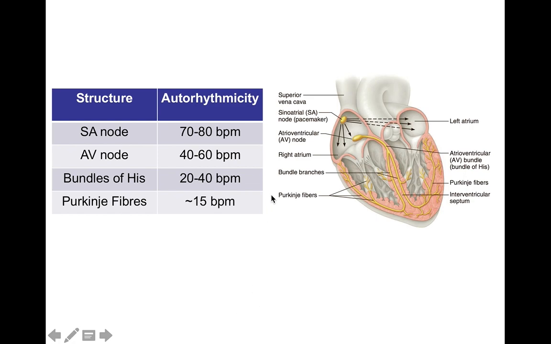So you can see here, this is summarized in this table. You can see different autorhythmicities from the different locations down this conduction pathway. The fastest signal will set the pace for the rest of the heart. So this conduction pathway only moves from the SA node down through into the Purkinje fibers, because the SA node is the fastest. If there's any blockages anywhere between these different locations, then the subsequent locations can start to take over their own signal, their own heart rate.